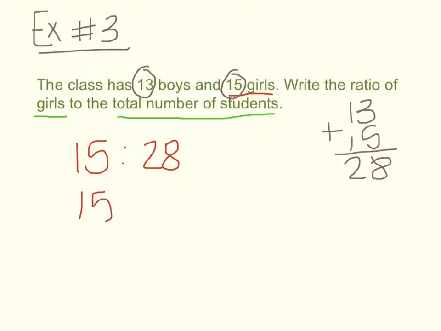And again, I'm going to write that in the 3 different ways. So when you do a ratio, it's just important that you look at what they ask for first and put that number first. Like in this case, they asked for girls first. That's why we put the number of girls, which was 15.